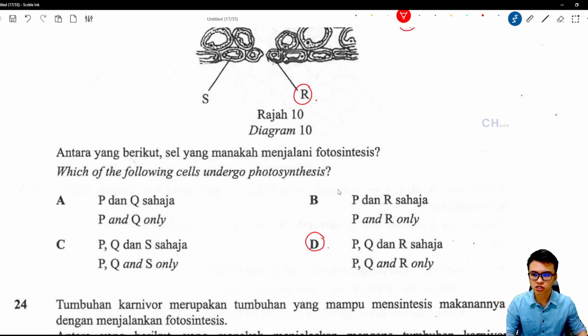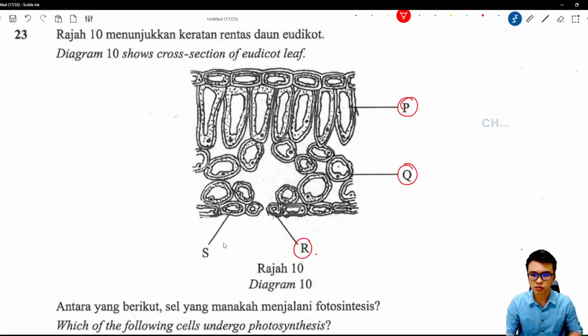This scheme of answers from Jabatan is wrong. If not mistaken, the scheme answer for this question is C. So the scheme is wrong. The answer here should be D, because only S is the lower epidermis, the epidermal cell. It should not carry any chloroplast or chlorophyll to carry out photosynthesis. Instead, R is the guard cell. Guard cells carry chlorophyll to carry out photosynthesis.